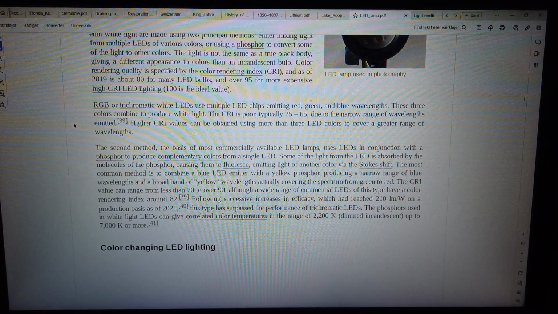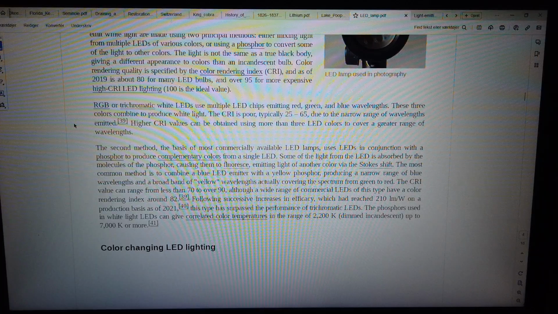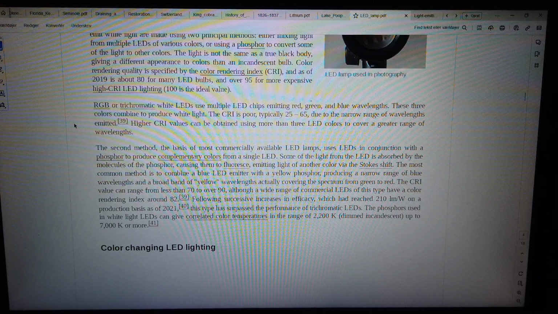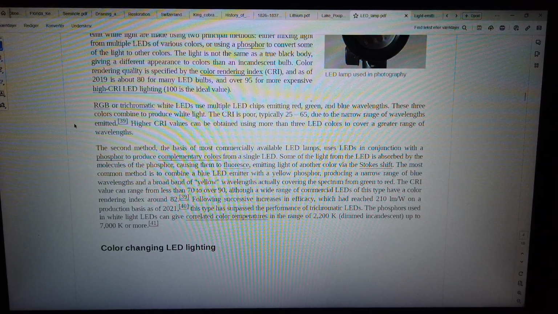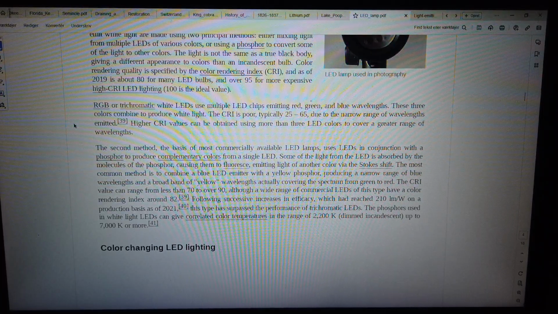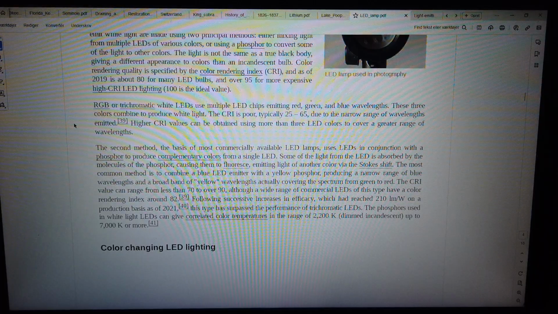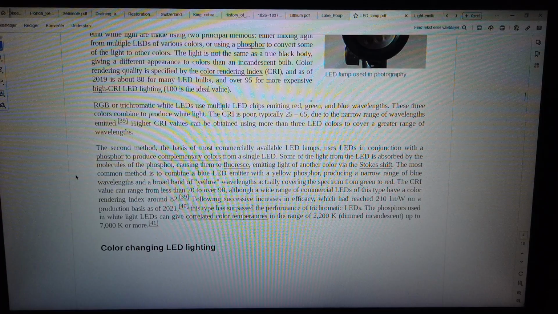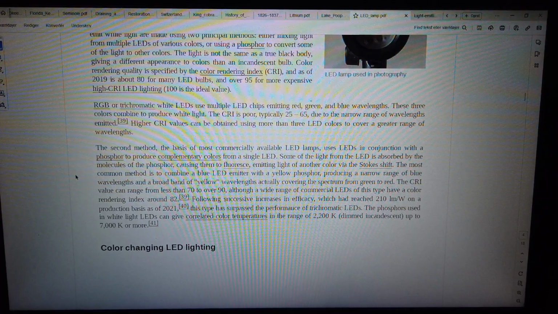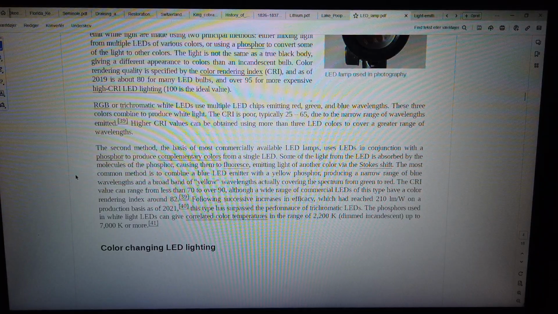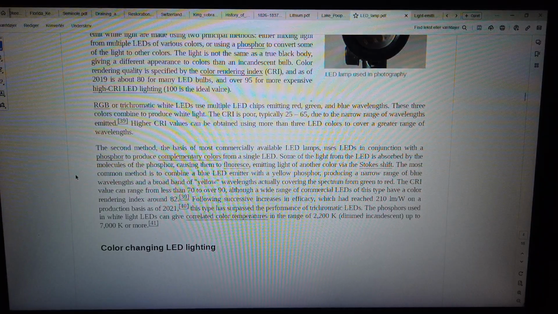The second method, the basis of most commercially available LED lamps, uses LEDs in conjunction with a phosphor to produce complementary colors from a single LED. Some of the light from the LED is absorbed by the molecules of the phosphor, causing them to fluoresce, emitting light of another color via the Stokes shift. The most common method is to combine a blue LED emitter with a yellow phosphor, producing a narrow range of blue wavelengths and a broad band of yellow wavelengths, actually covering the spectrum from green to red.